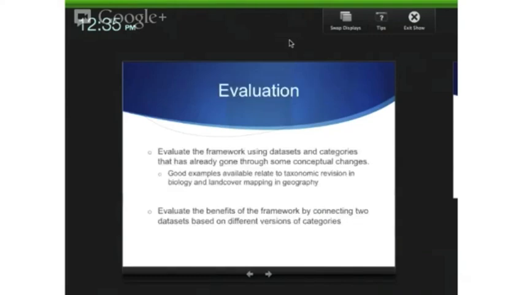And finally, it comes to evaluation. I'll evaluate my framework in terms of its correctness by using some data sets and categories that have already gone through some conceptual change, and reproducing that conceptual change so that I can say that it's working as per what I wanted. And then evaluate the benefits of the framework, maybe connecting two data sets or querying two data sets which are based on different category versions.